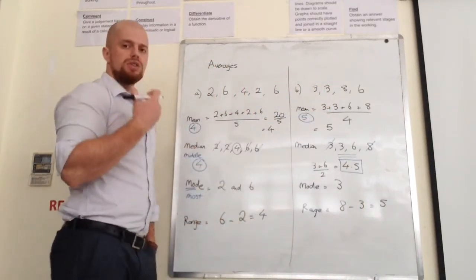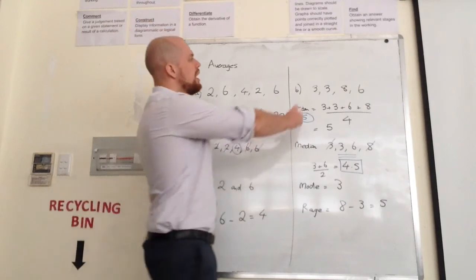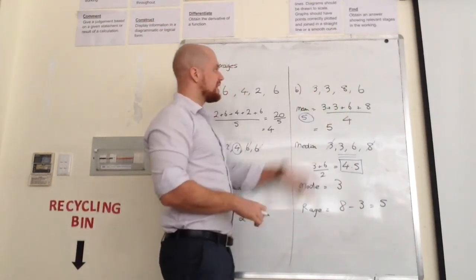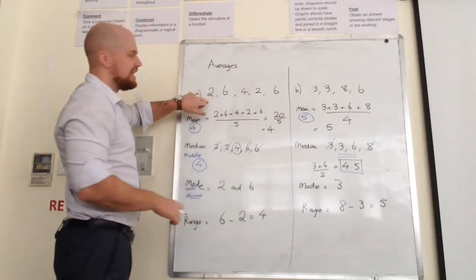The range shows you the spread of data. It tells you the gap between the smallest and the biggest number, in this case is 5, and in this case is 4.